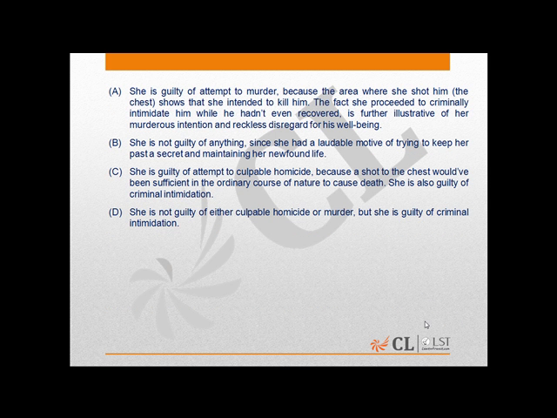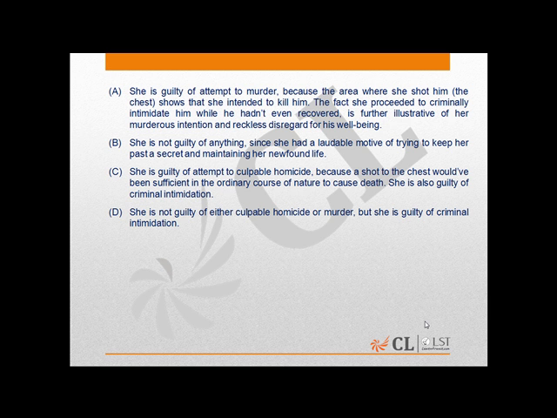So again, we need to look at A and C specifically, because B and D are fairly easy options to eliminate. I mean, of course, you will not say she is not guilty of anything. And of course, she is definitely not guilty of just criminal intimidation.